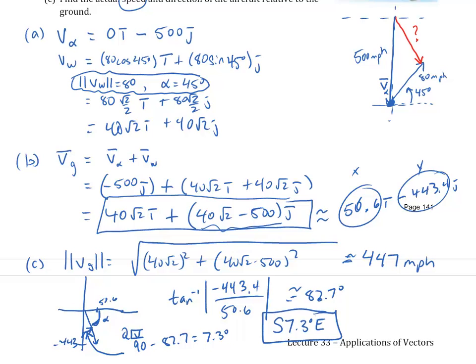Now, you will be asked specifically in your homework which direction these aircraft would travel. Depending on the language of the question will determine how you answer that question. So if you have any questions, absolutely feel free to email your instructor as you're working on your homework.